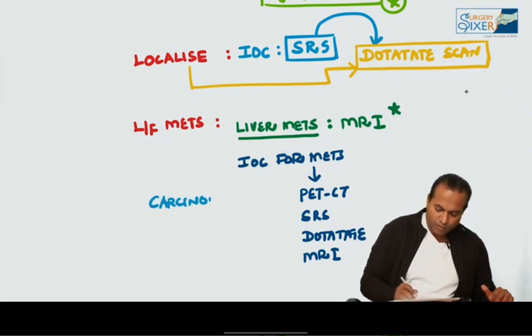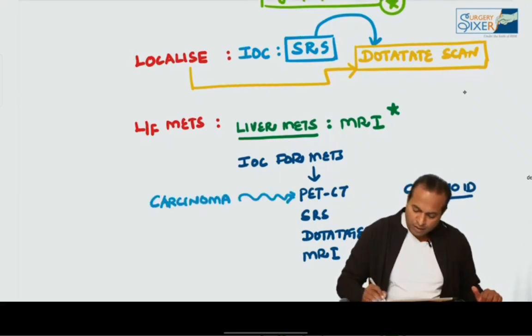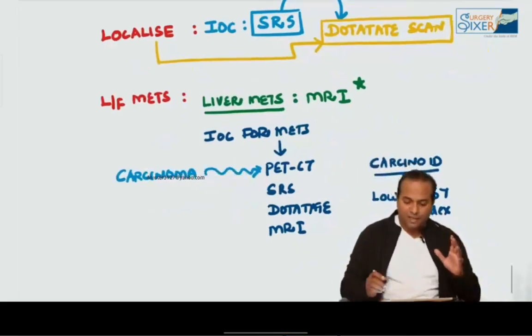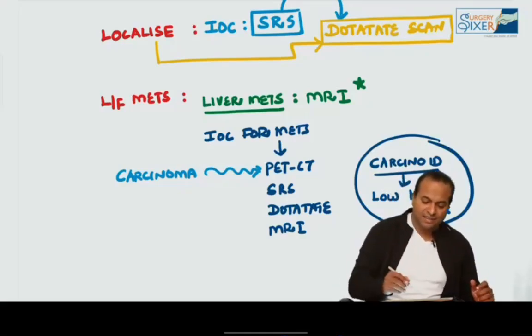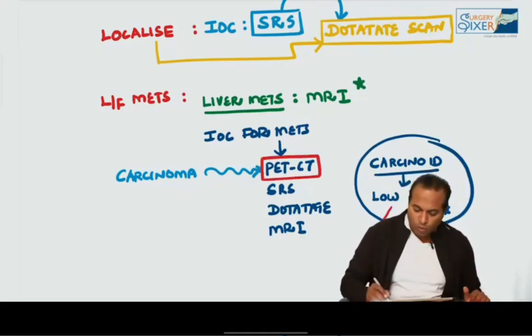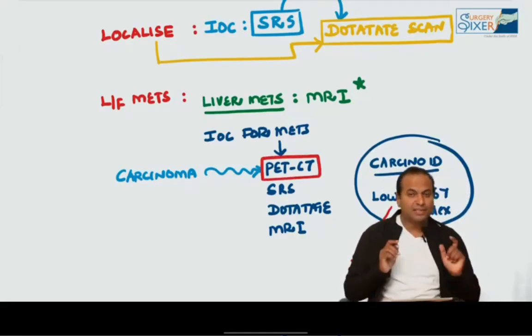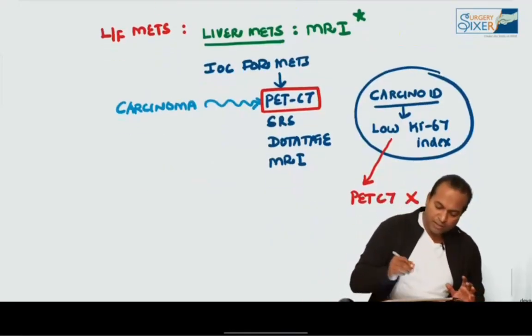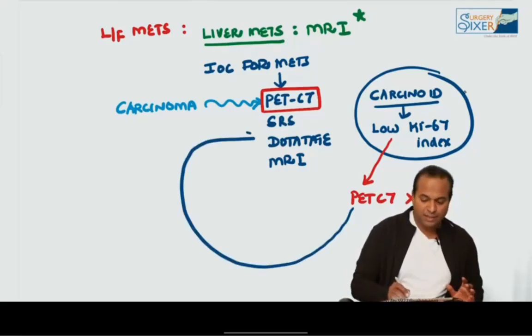If it is a carcinoma, PET-CT works, but carcinoid tumor has a low Ki67 index. Please remember this point. Ki67 index is a tumor growth index. Tumors which have a high Ki67 index will be picked up by PET-CT. For tumors with a low Ki67 index, PET-CT is not useful. So for carcinoid tumor, PET-CT is not useful at all. Therefore, for a carcinoid tumor, the investigation of choice to look for mets is again the DOTATATE PET-CT.